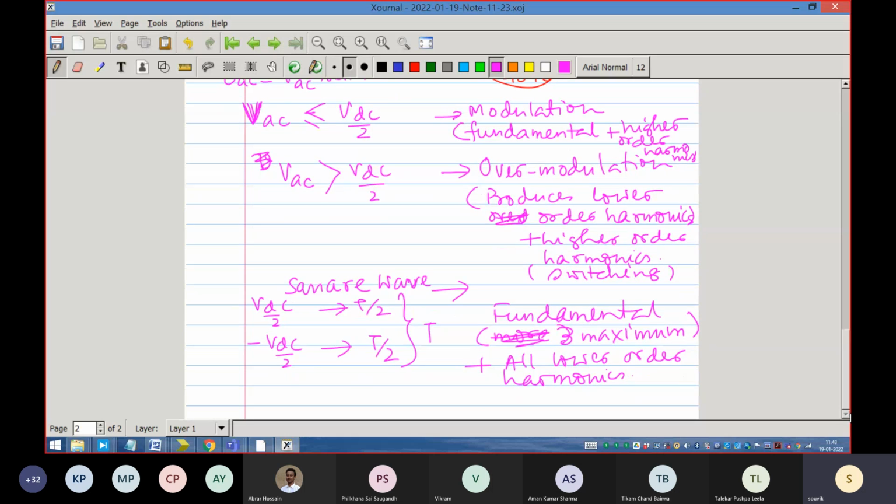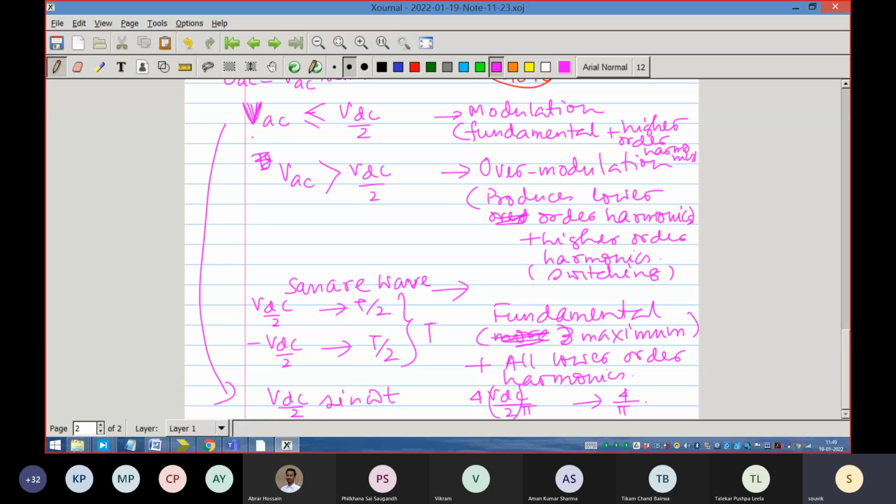Right. So you can quickly check what will be the difference. Let us say VAC has reached VDC by 2. The sine wave it is producing is VDC by 2 sine omega t. And what is the fundamental component in the square wave mode? You remember the Fourier formula: the Fourier series fundamental is 4 VDC by 2 n pi, with n equal to 1, that is 4 VDC by 2 by pi, right? So it is greater by a factor of 4 by pi. That is the difference.